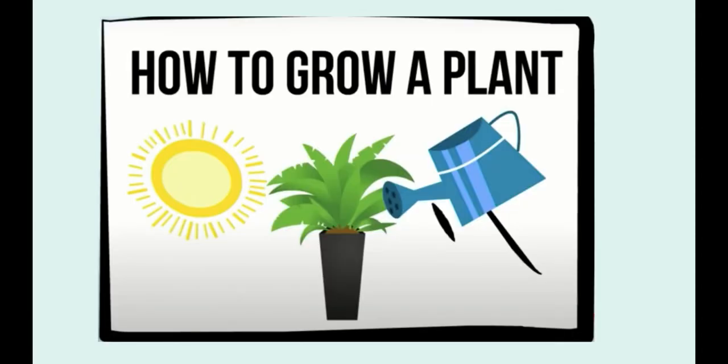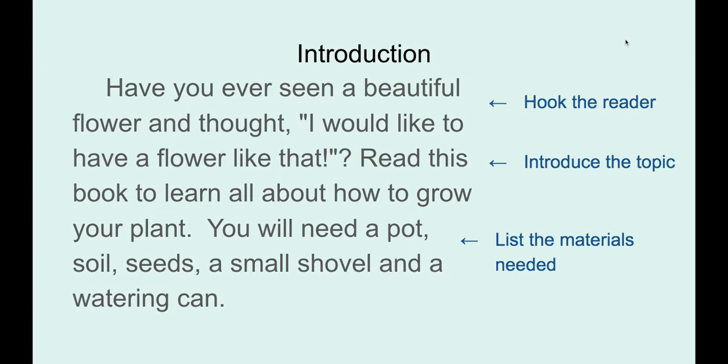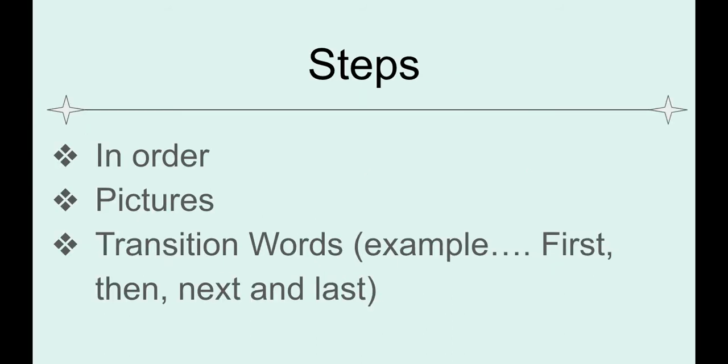So last week we brainstormed an idea that we wanted to write about. I decided I wanted to teach someone how to grow a plant. We wrote an introduction where we hooked the reader, we introduced the topic, and we listed all the materials that were needed. Today we're going to start writing the steps.